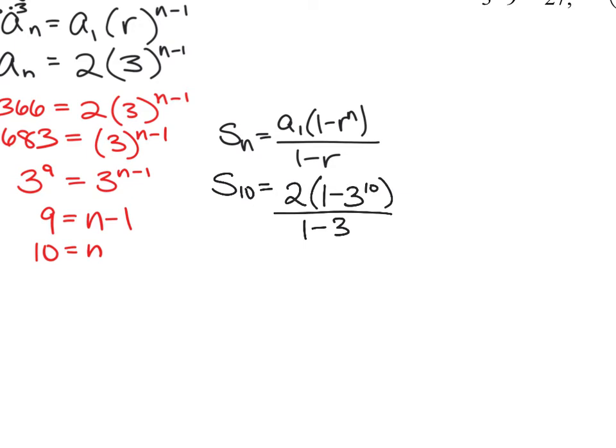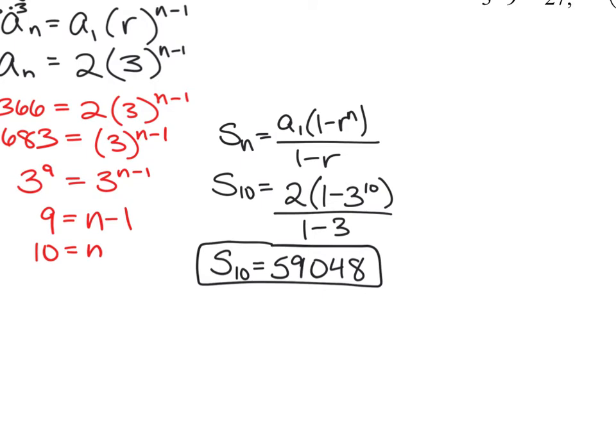That's something we do in our calculators, probably not our head. And the sum of the first 10 numbers in this sequence is 59,048. That's what we'd get if we did that math.